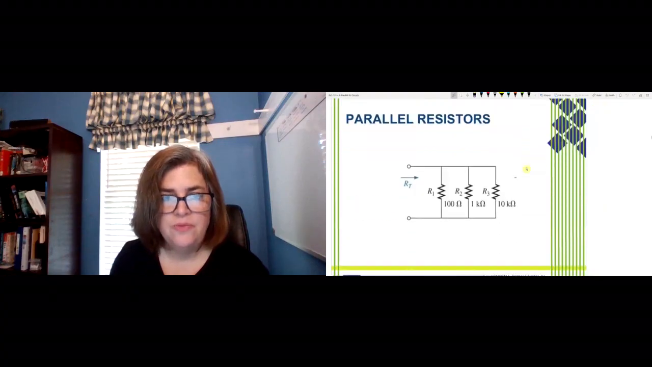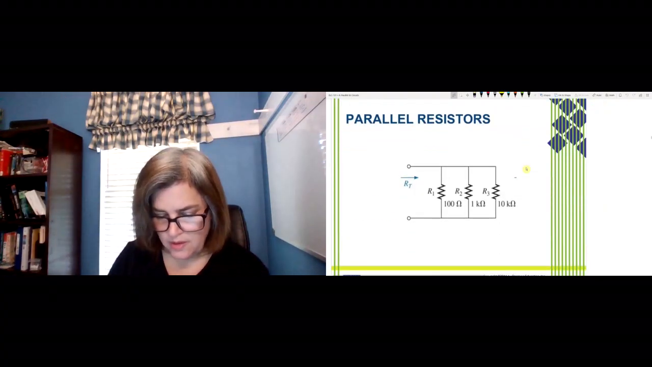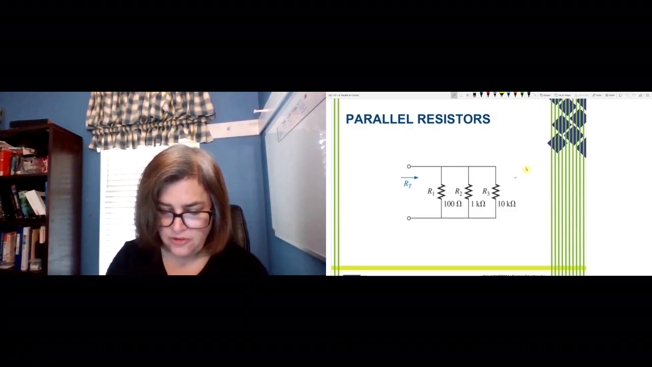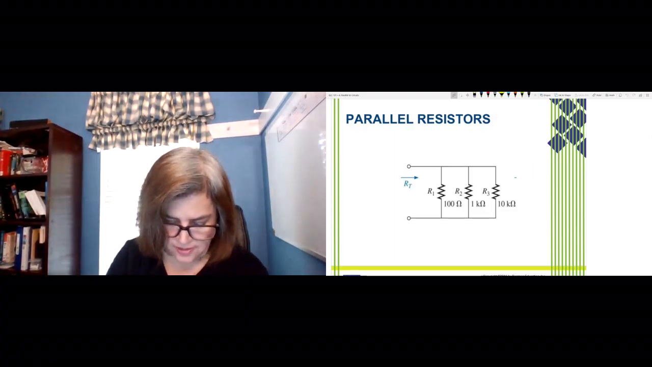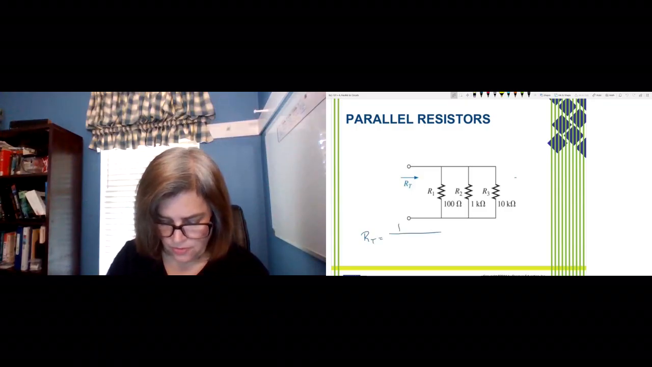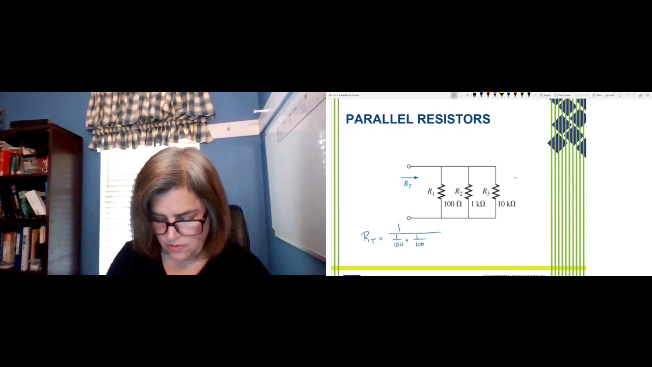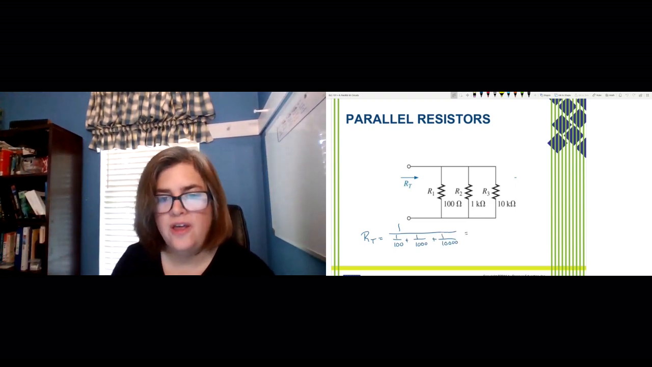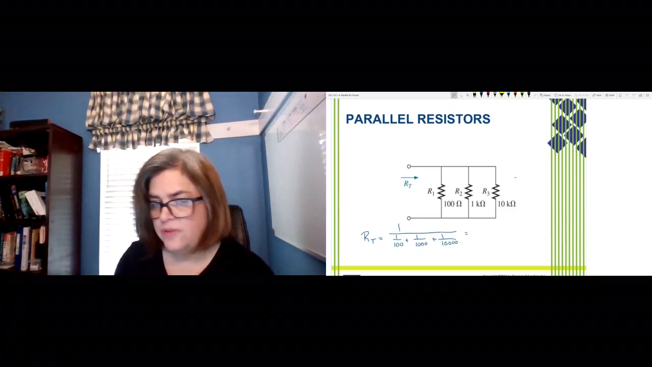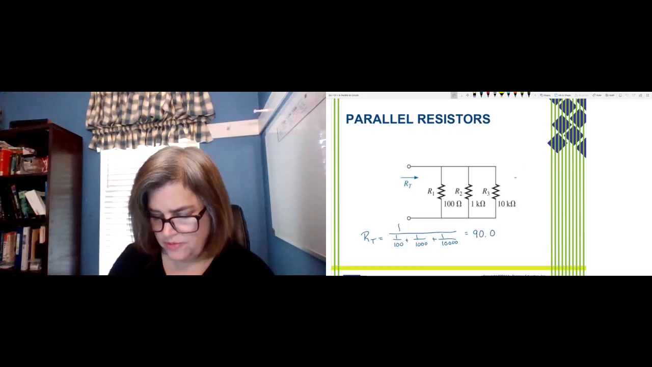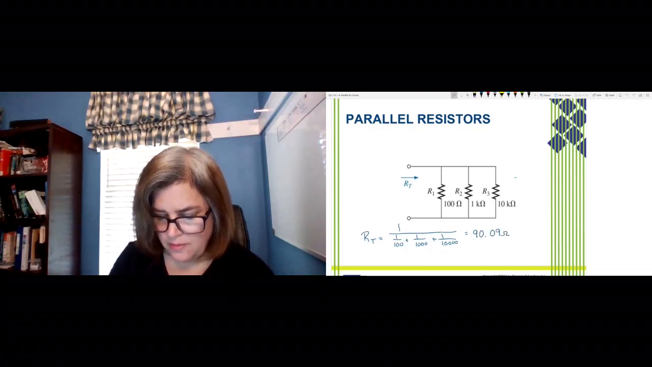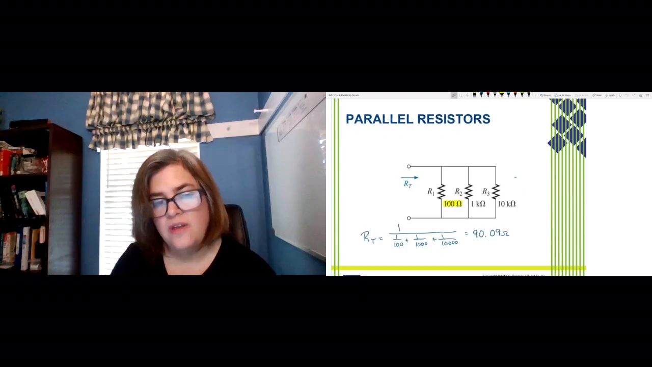Okay, let's try to find the total resistance for this group of resistors here. So again, RT is 1 over 100 plus 1 over 1,000 plus 1 over 10,000. So when we plug this into our calculator and practice with this a little bit, we get 90.09 ohms. Again, that is less than my smallest resistor here.